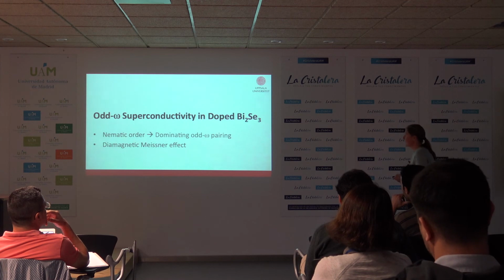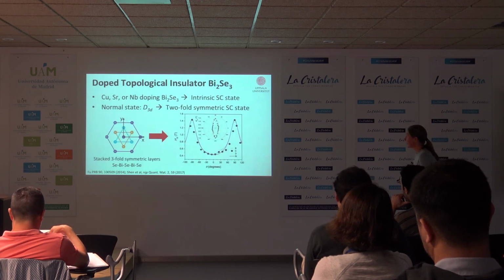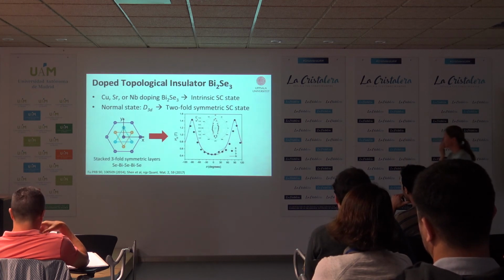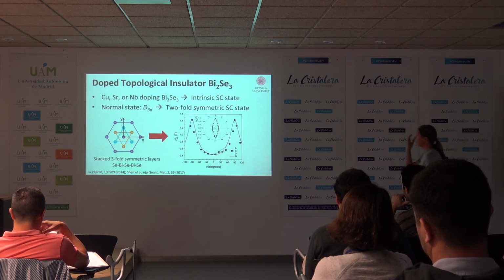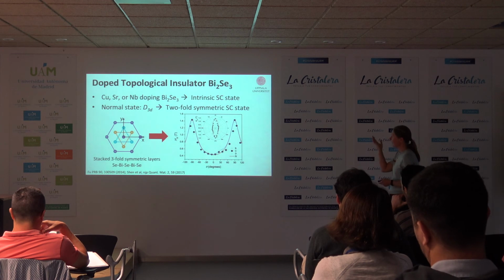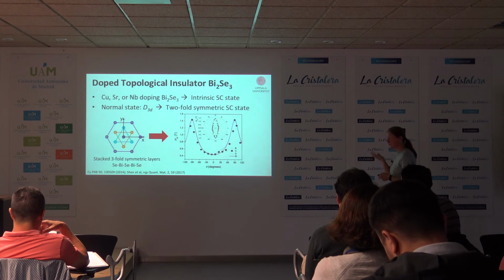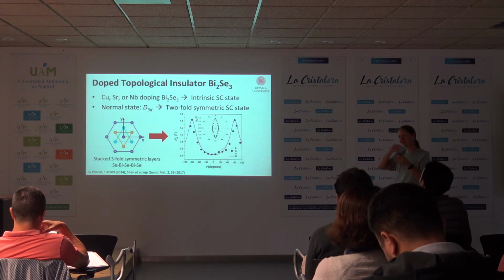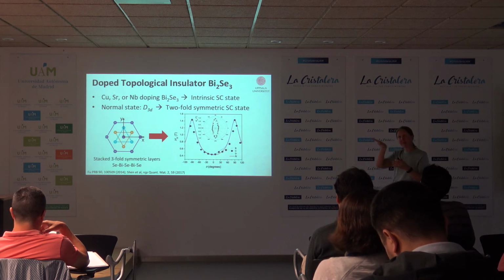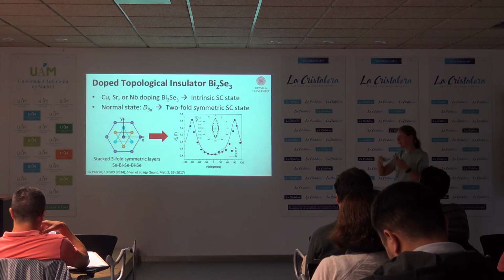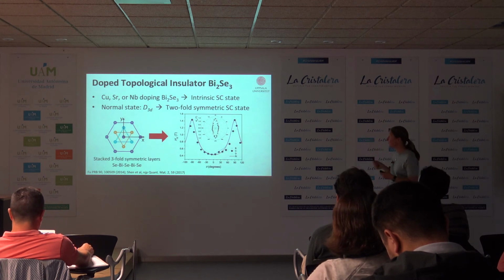We heard a little bit about this in several talks today, so this is just repetition. You take your topological insulating bismuth selenide and you dope it with copper, strontium, or niobium, and it turns out it's an intrinsic superconducting state. So you can think of this, you have a topological insulator, it's insulating, you dope it, so your Fermi level ends up in the conduction band. So now we have a metal, but it turns out it becomes superconducting.